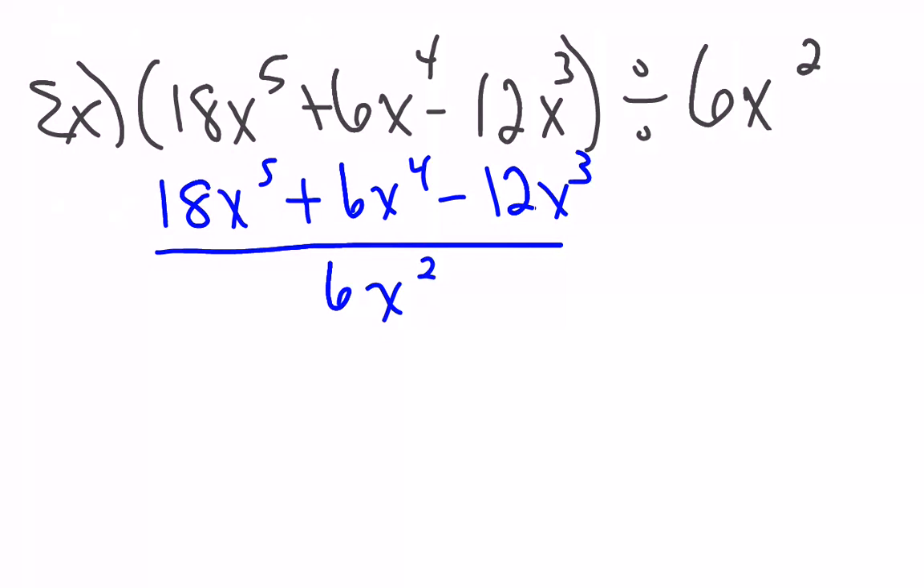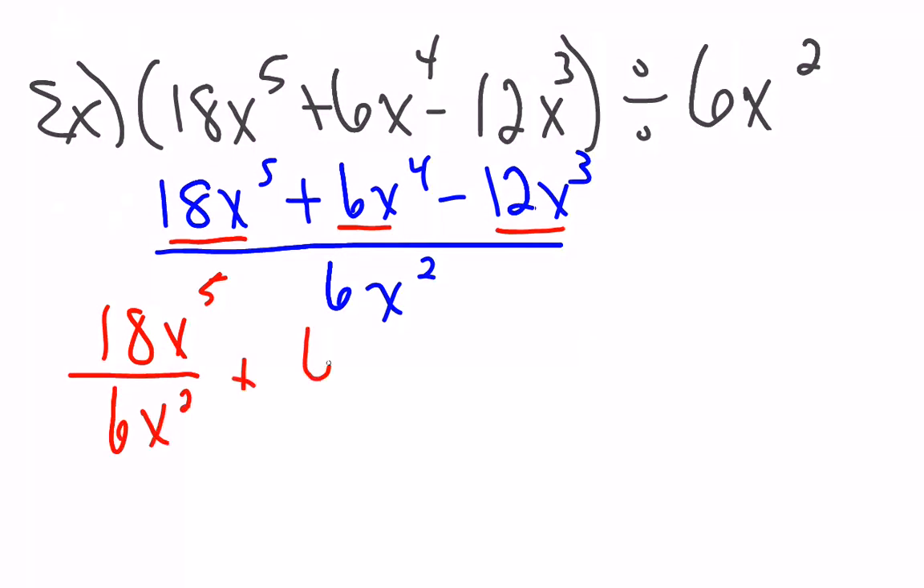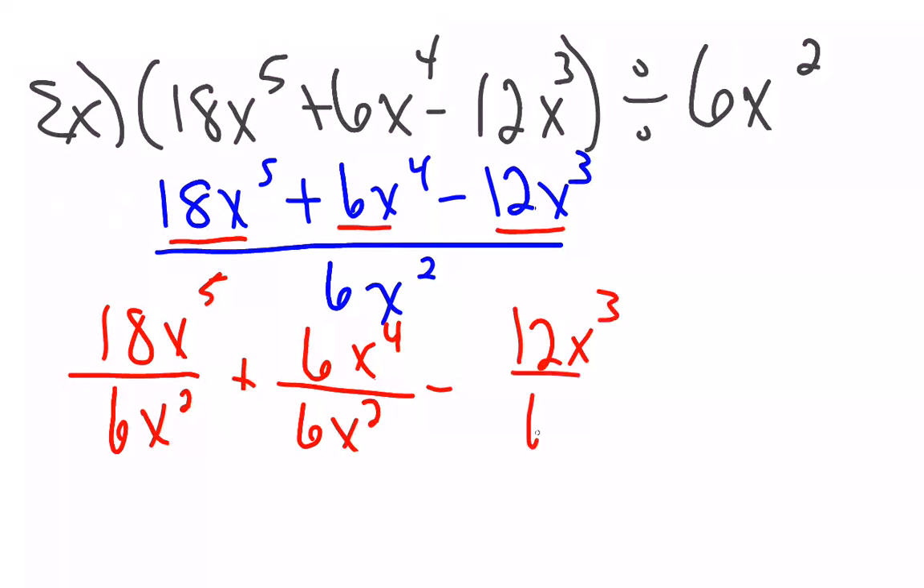However, what happens is I end up looking at each term. So there's 3 terms in this one, and I want to divide each one individually. So I could write it as 18x to the fifth divided by 6x squared plus 6x to the fourth divided by 6x squared minus 12x cubed divided by 6x squared, and then simplify each one individually.